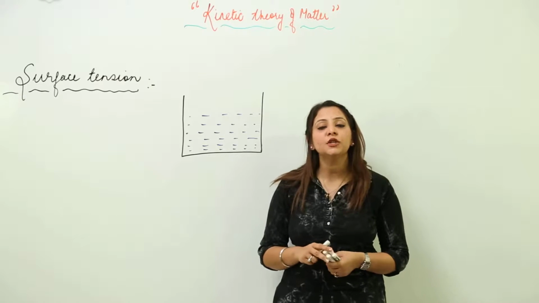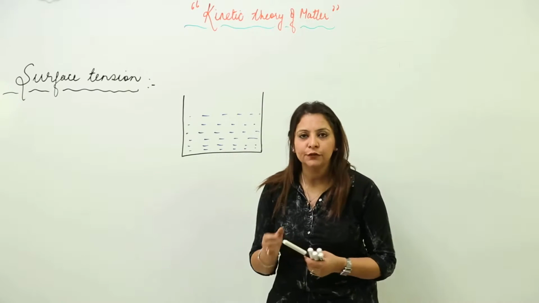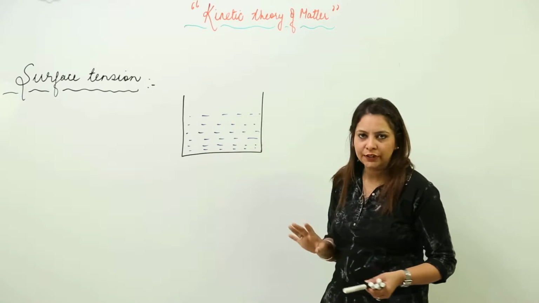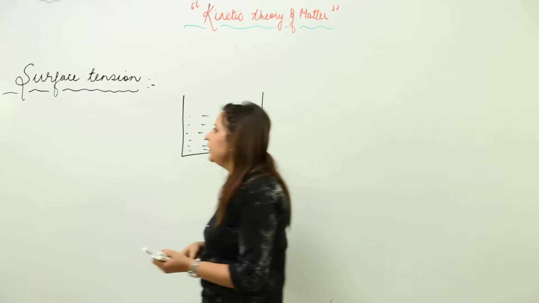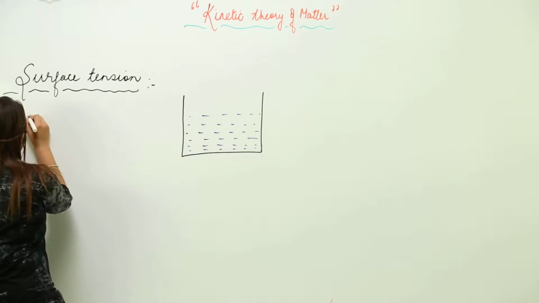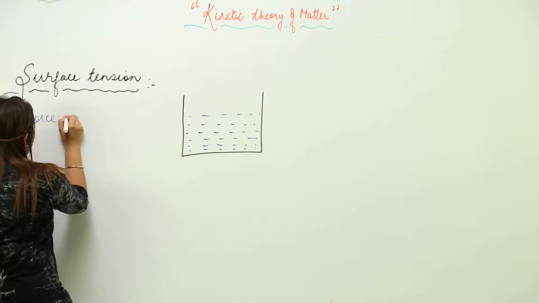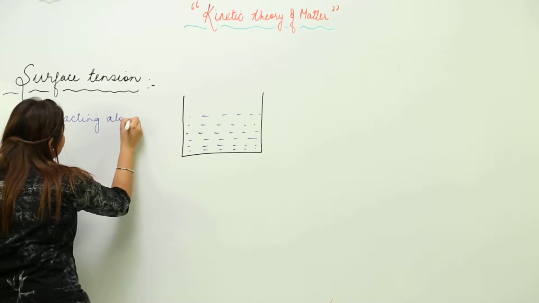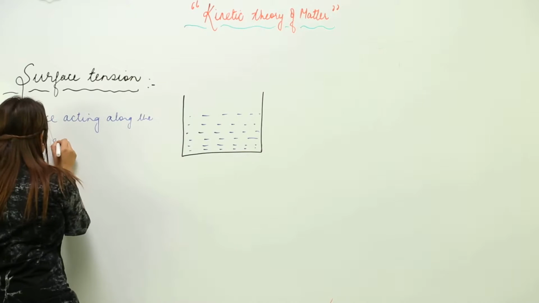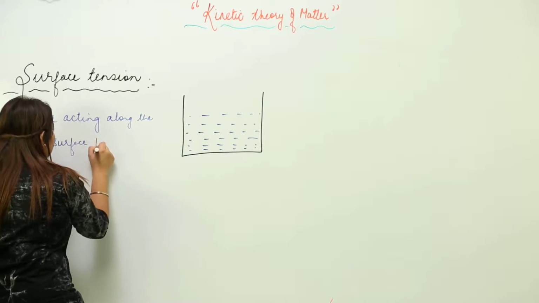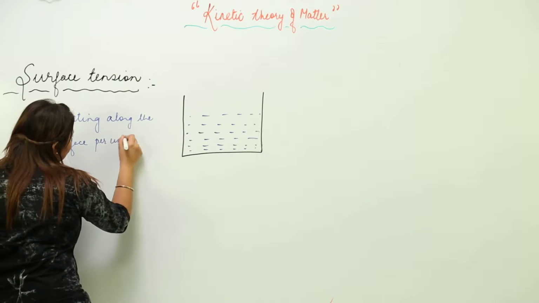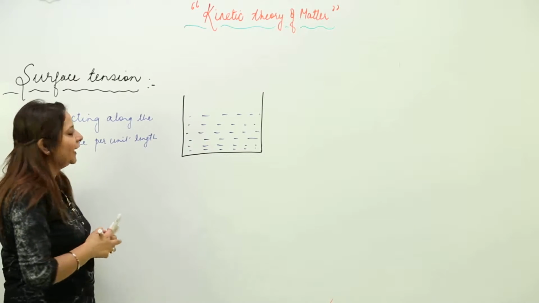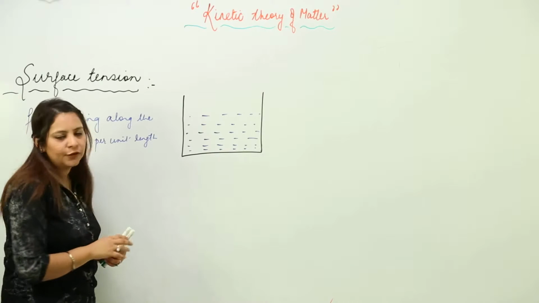Now we are going to start with an important phenomenon, that is surface tension. Suppose I have a beaker and I have water in it. If we talk about the definition first, surface tension is force acting along the surface per unit length, or you can say force acting per unit length along the surface is called surface tension.